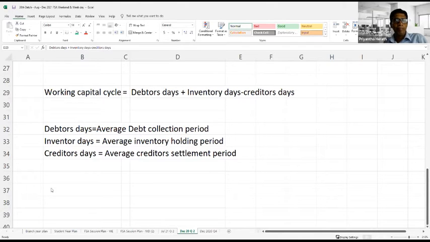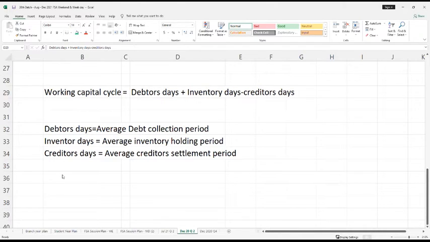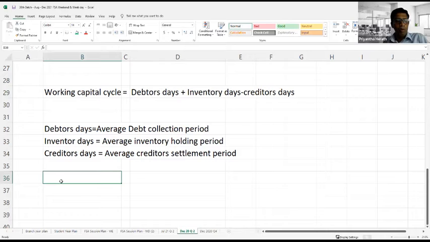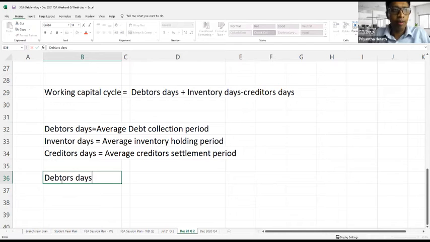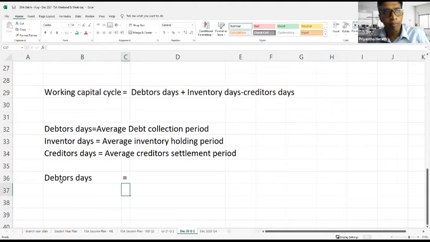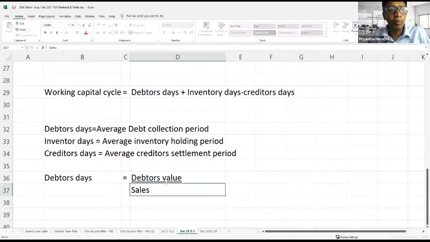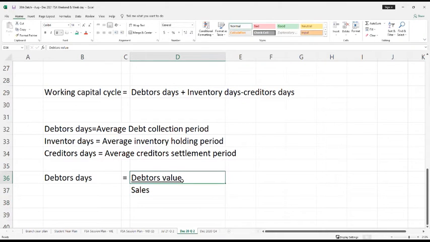Can you see the Excel sheet? Yes, can see now. Okay, so now we need to estimate debtors days. And normally how do you estimate this? Debtors days equals debtors value divided by sales, into 365.